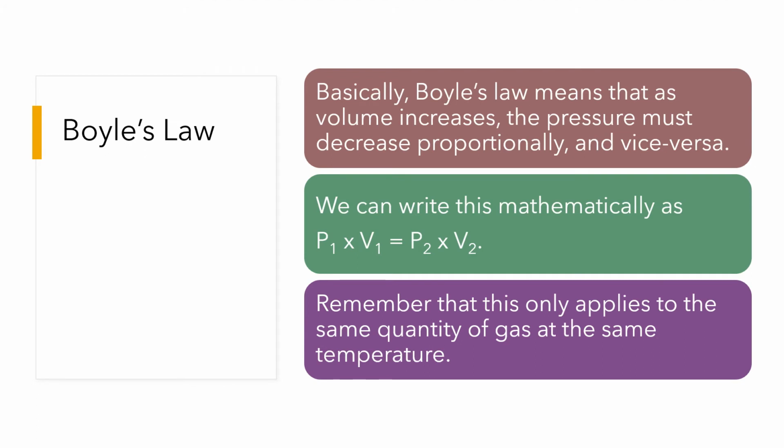To put that a bit more simply, Boyle's law states that as volume increases, the pressure must decrease a proportional amount, and vice versa. If pressure increases, volume must decrease. The relationship works both ways, as long as mass and temperature remain constant. We can write this law mathematically as V1 times P1 equals V2 times P2, which means that the volume times the pressure in one size container equals the volume times the pressure in a second size container. Let's look at some examples of how this can be used to solve problems.